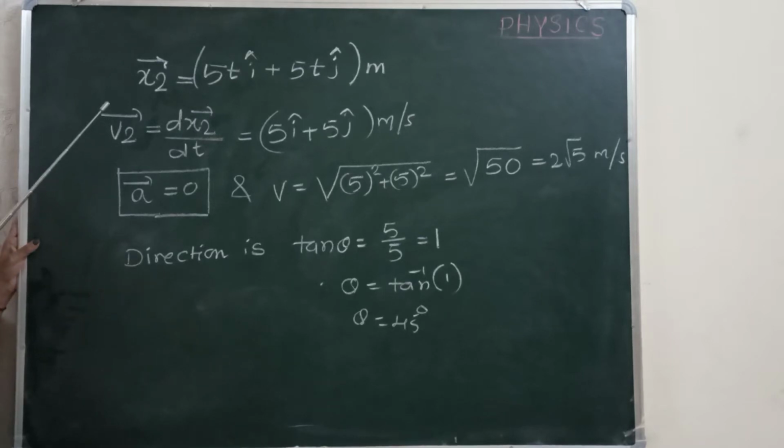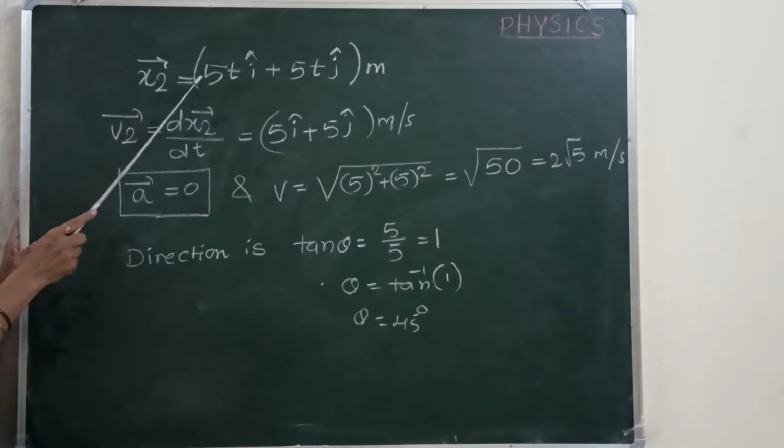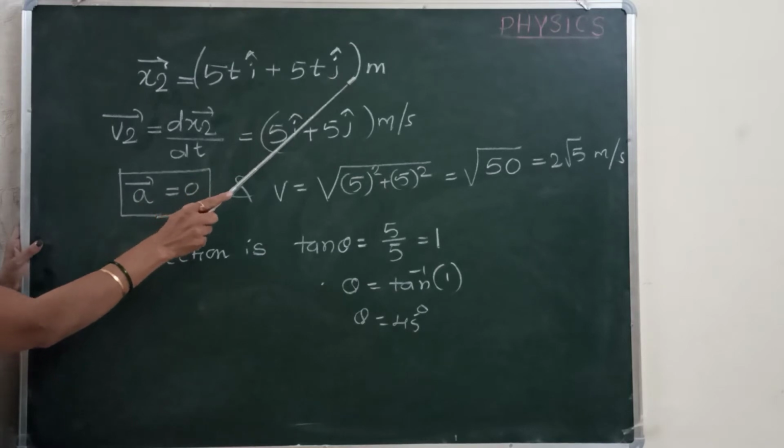Previous problem. Three particles are given, whose displacements are given. In that, see the second particle and its displacement is given by this equation: x2 is equal to 5t i plus 5t j meter.